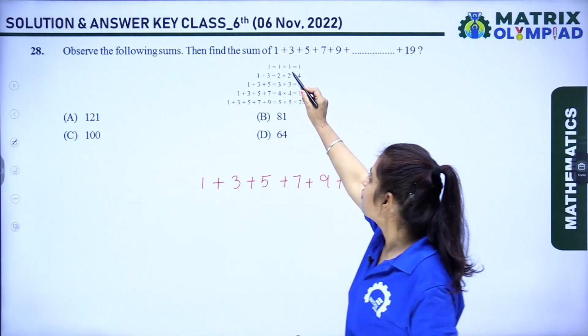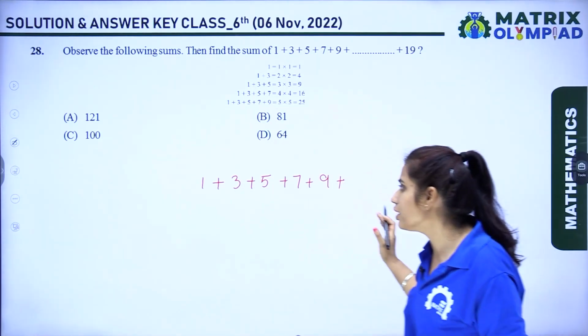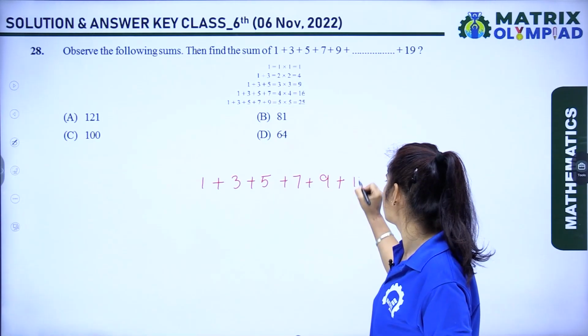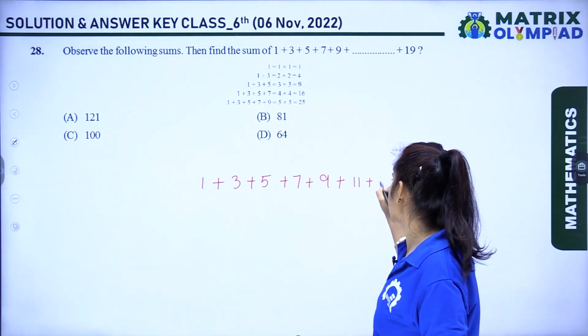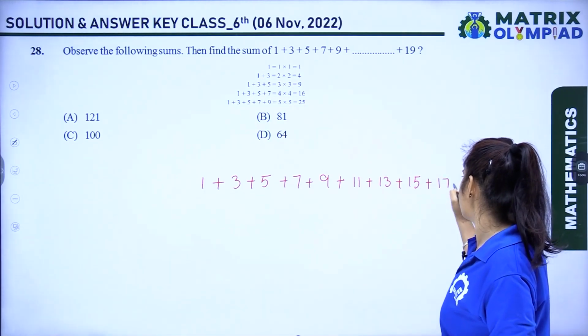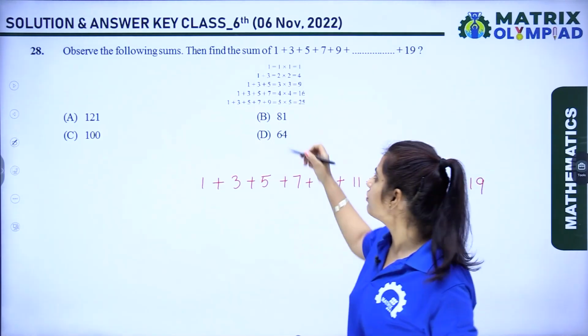So here we can observe that all are odd numbers. So we have to write down all the odd numbers between 1 and 19. So here after 9 we have 11 as an odd number, then 13, 15, 17 and 19. Now let's observe the pattern.